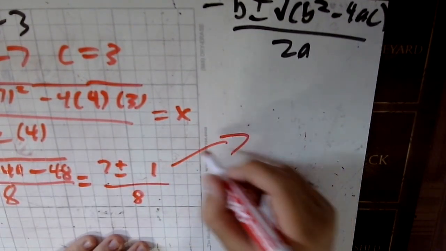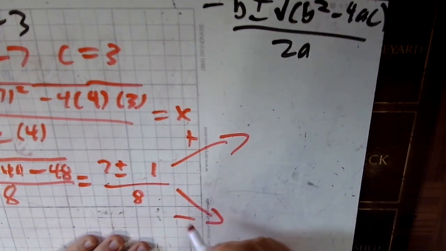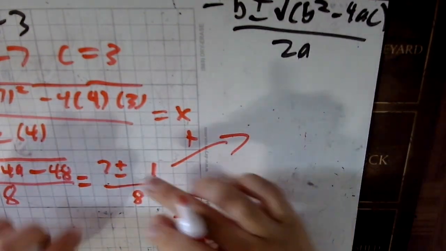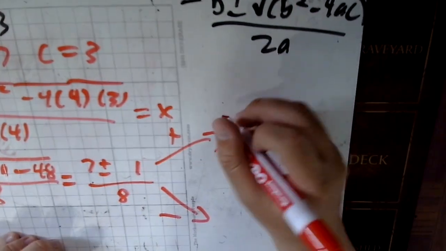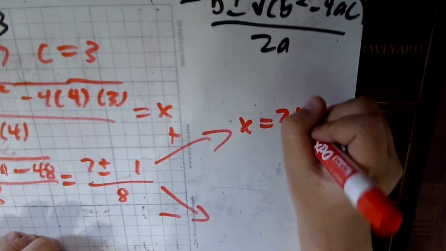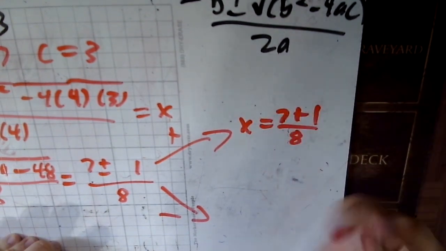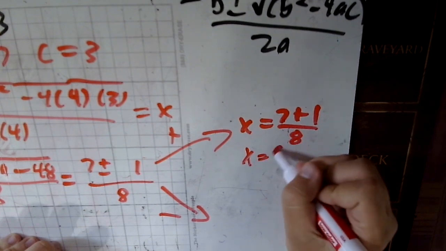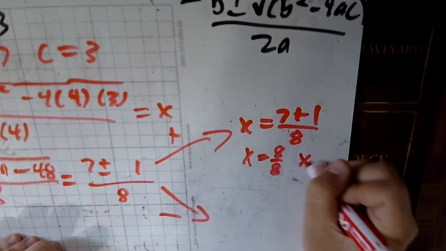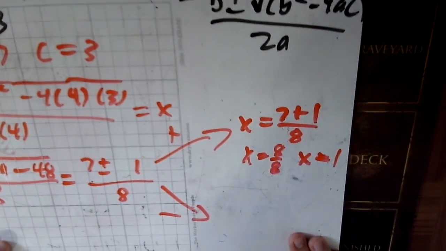So x can be two values, because this is plus or minus. We write this, x is equal to 7 plus 1 over 8. 7 plus 1 is 8, so 8 over 8, x equals 1. So that's our answer for one of them.